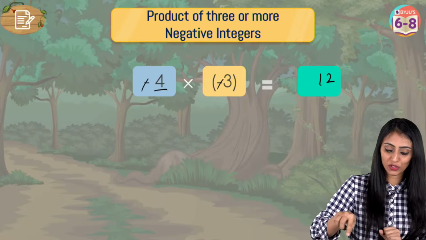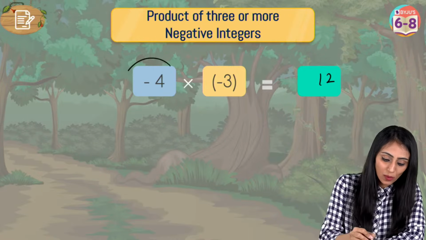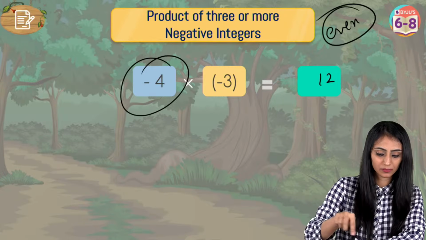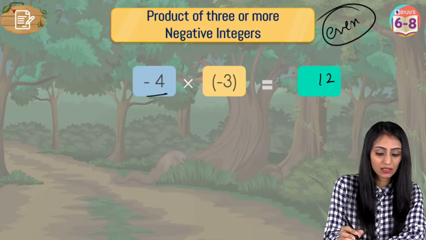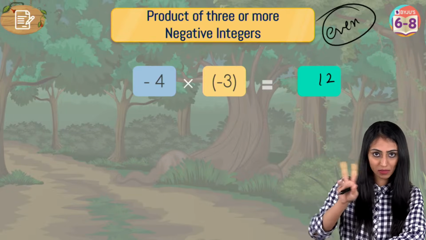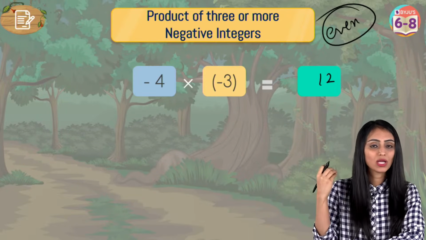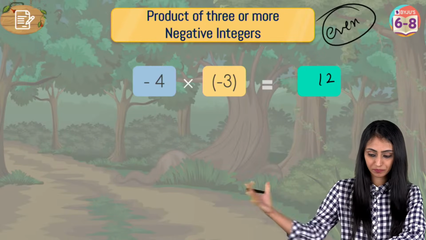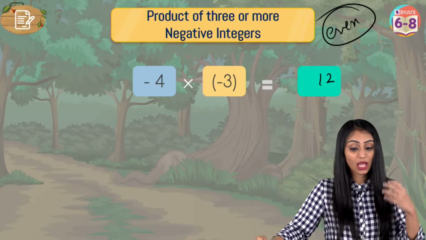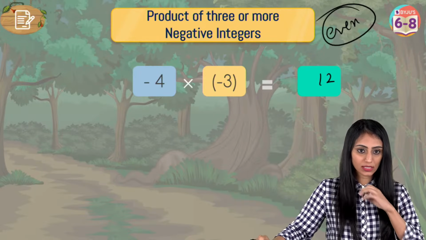I tell you one more thing over here. Here we have two numbers, an even count of numbers. I'm not talking about whether a number is even or odd; I'm saying the number of integers is even. Two numbers, that means they are even. Whenever we are multiplying numbers, if the number of negative integers in a product is even, then always the result is going to be positive.